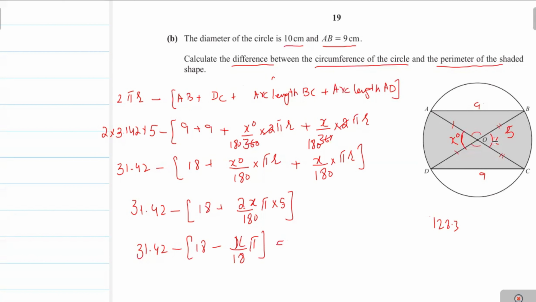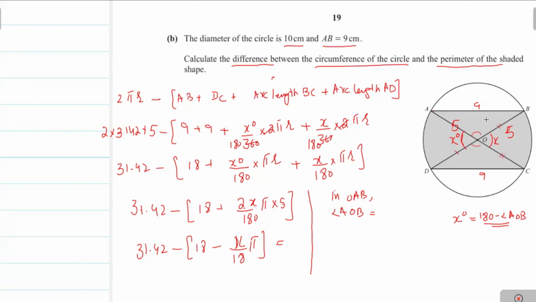But the x degree of this angle we can find in triangle OAB. We can find this angle after calculating angle AOB. We can find this angle x degree because the angle x degree will be equal to 180 minus angle AOB. Firstly, we find the angle AOB. The angle AOB we can find by using the cosine rule.